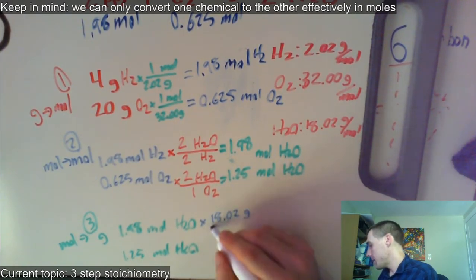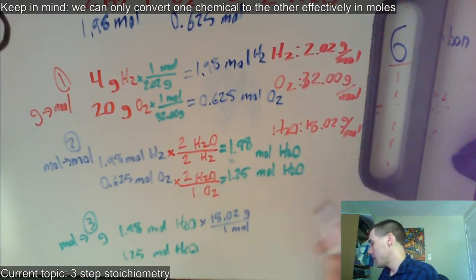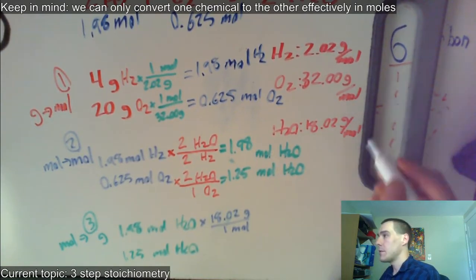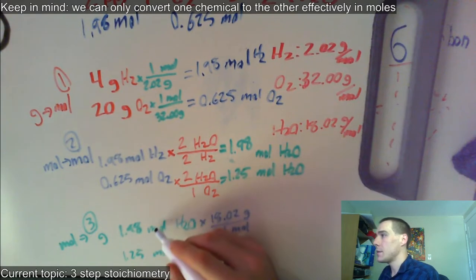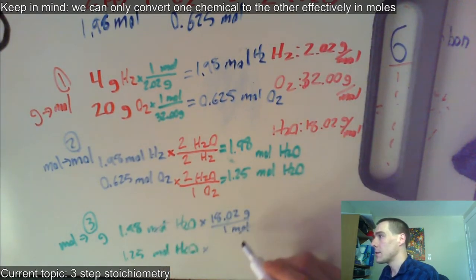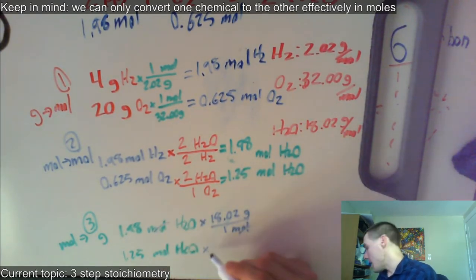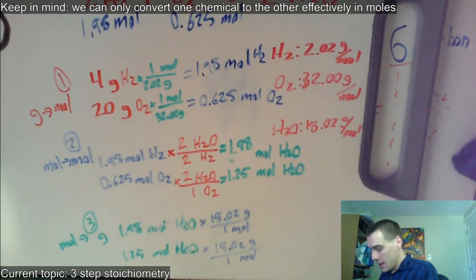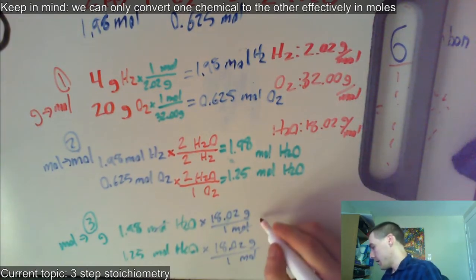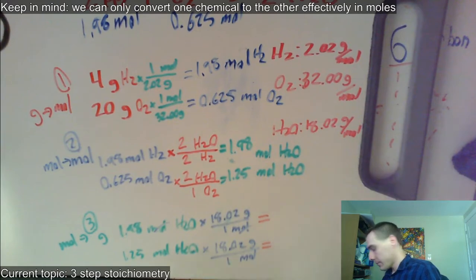18.02 grams per 1 mole of H2O, because that's what H2O's molar mass is. And we're multiplying by grams per mole because the mole is going to cancel the mole. The mole is going to cancel the mole. 18.02 grams per 1 mole. So we're multiplying by it. That'll tell us how many grams of water we are likely to make. How many grams of water are we likely to make?